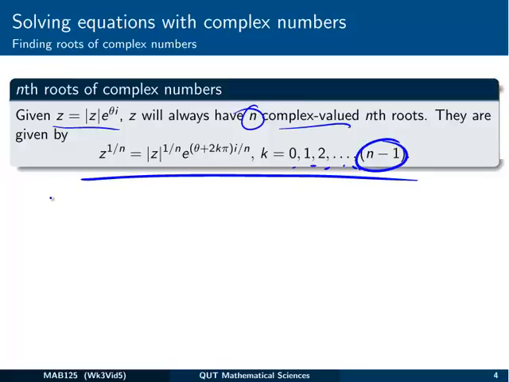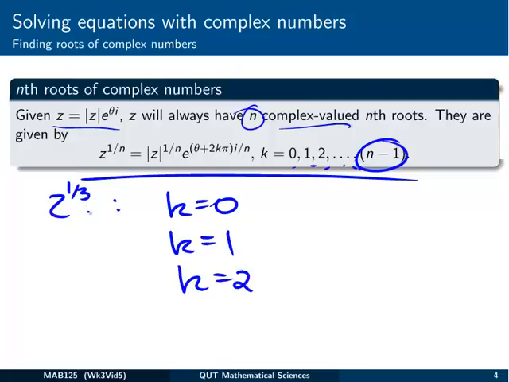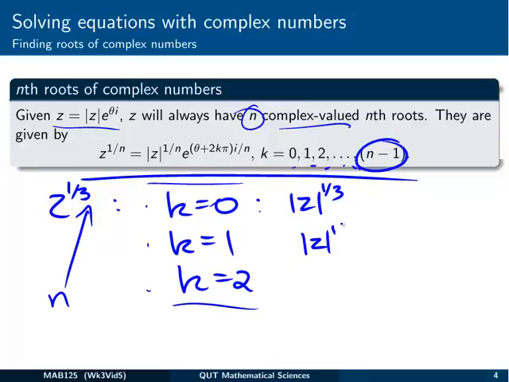So let's just say we're talking about a cube root, z to the 1 on 3. What we'd do then is use k equals 0, k equals 1, and k equals 2, and we stop at 2, because if 3 is our n value, n minus 1 is 3 minus 1, which is 2. And you can see there we've got 1, 2, 3 different values that we're going to use. So it gives us our 3 complex valued nth roots. And the values are given by the modulus of z to the 1 on 3. Well, that's the same for each of them.